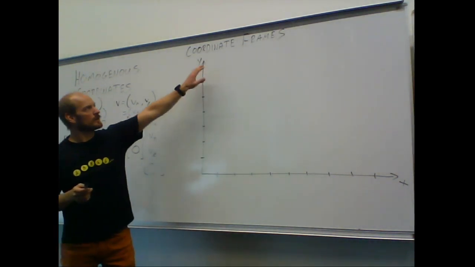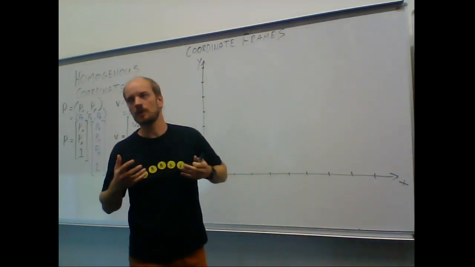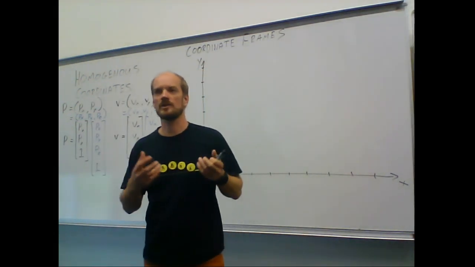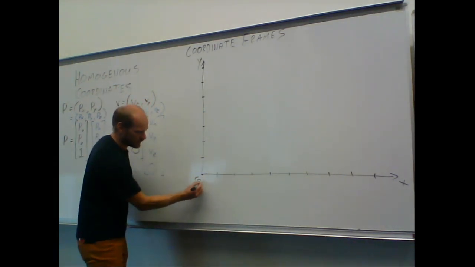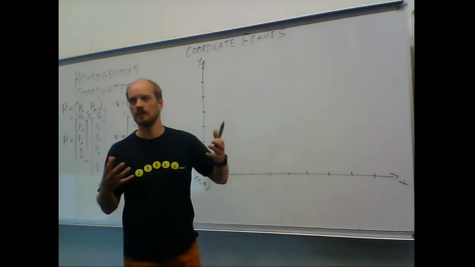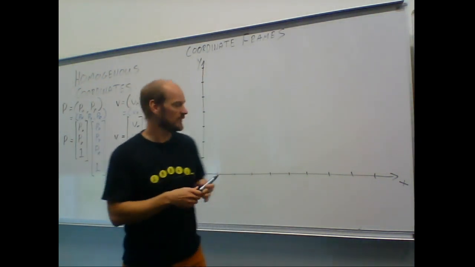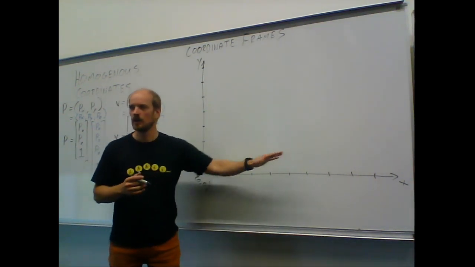What I want to do with coordinate frames is to be able to set up an arbitrary coordinate frame, or an arbitrary coordinate system. A coordinate system that starts somewhere other than 0, 0, which is this point. And it might even be rotated or oriented in a way so that when I count along my x coordinates, I'm not actually counting horizontally.